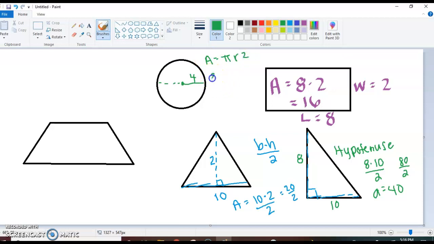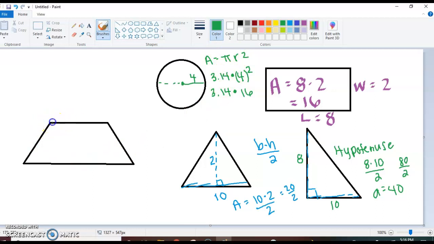So pi, we can use 3.14 times the radius squared. I like to put the radius in parentheses, and you just plug that whole thing into the calculator. So I don't have a calculator right now, but 4 squared is 16. So it would be like 3.14 times 16. There's also a button in the calculator for pi. You could use that also.